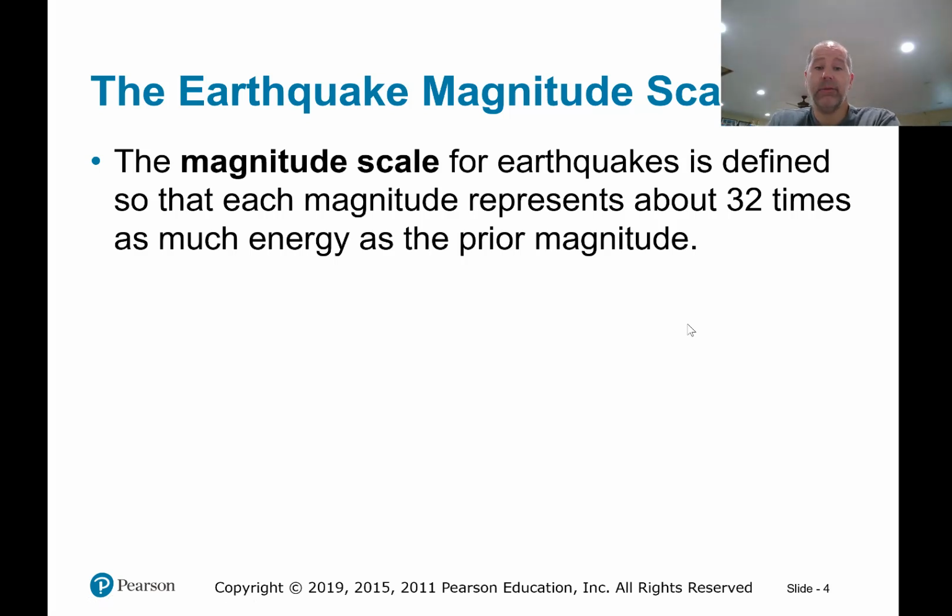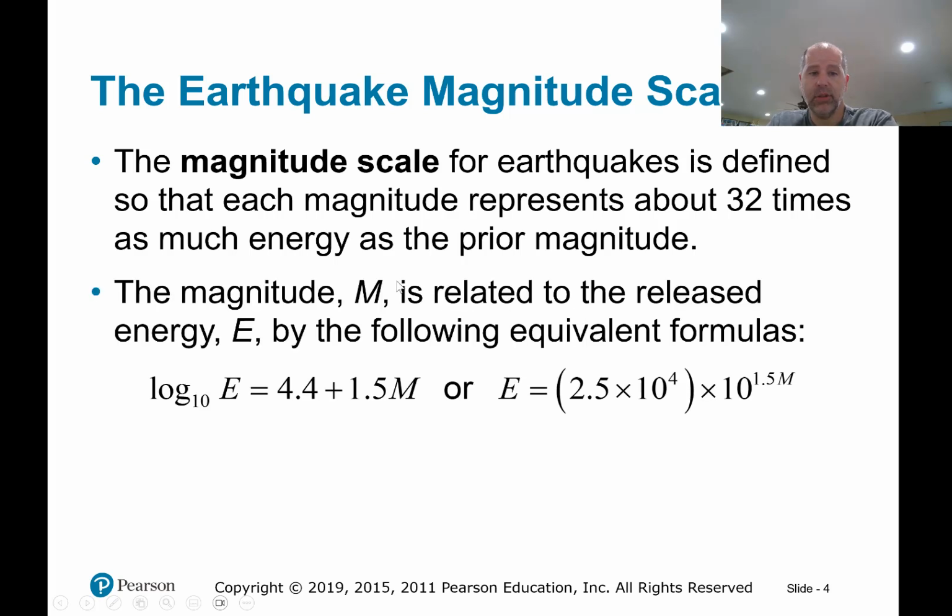The magnitude scale for earthquakes is defined so that each magnitude represents about 32 times as much energy as the prior magnitude. So the magnitude M is related to the released energy E by the following equivalent formula. So we have a logarithmic formula. Okay, let me show you this. So we have the logarithmic equation, right? And then we also have the exponential equation.